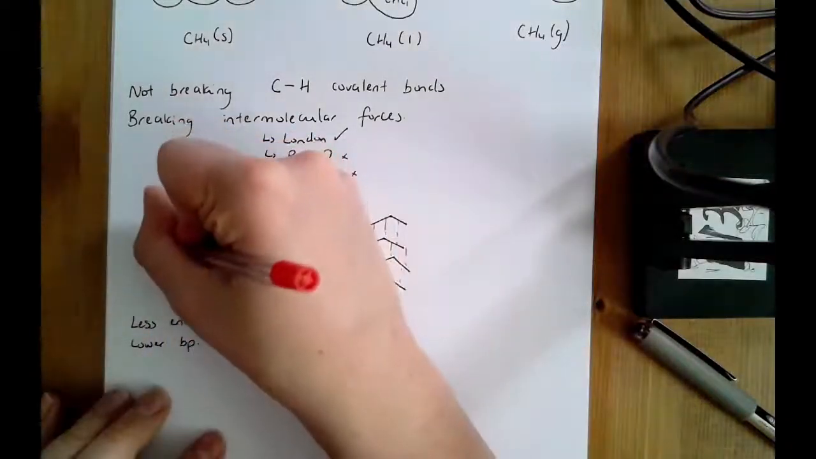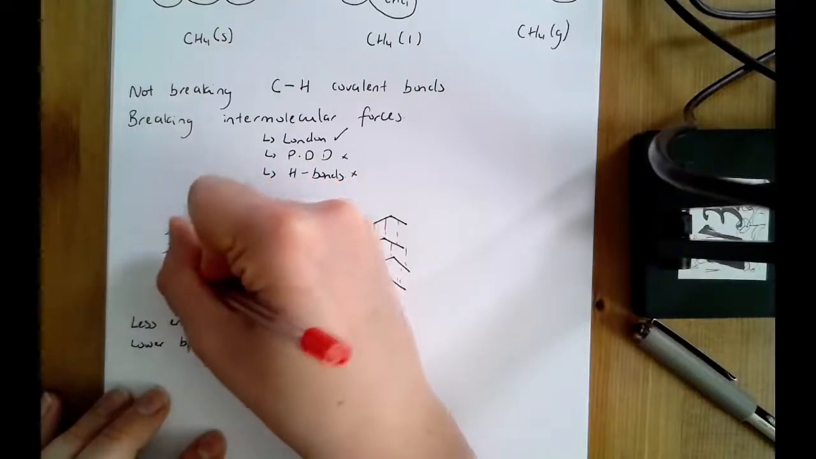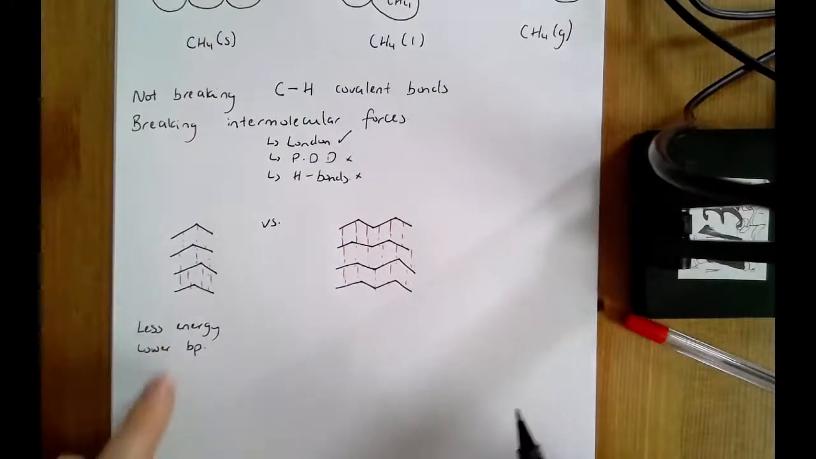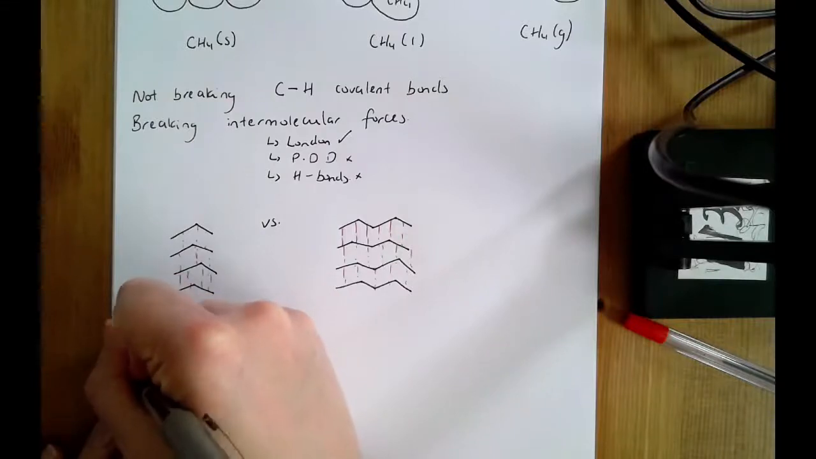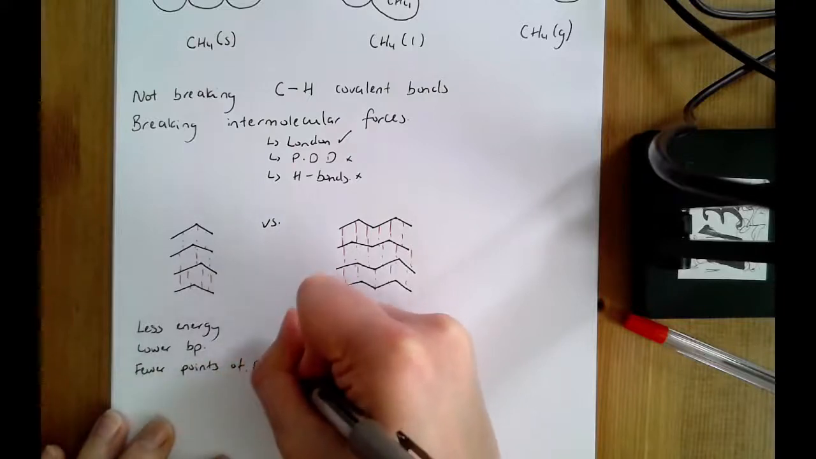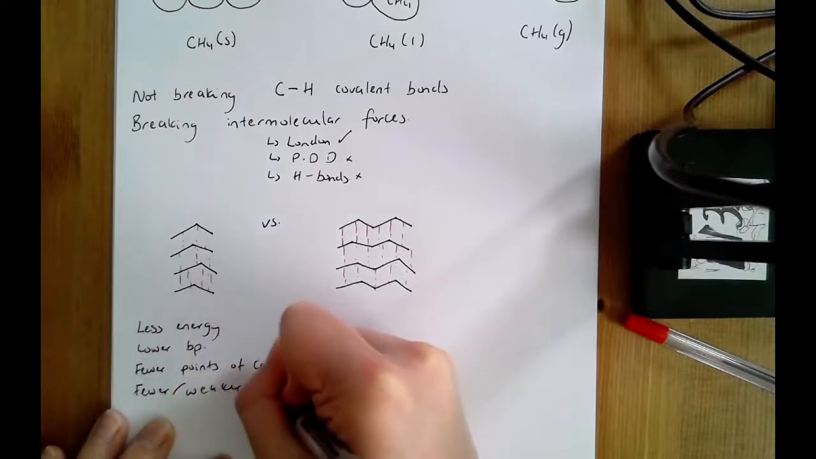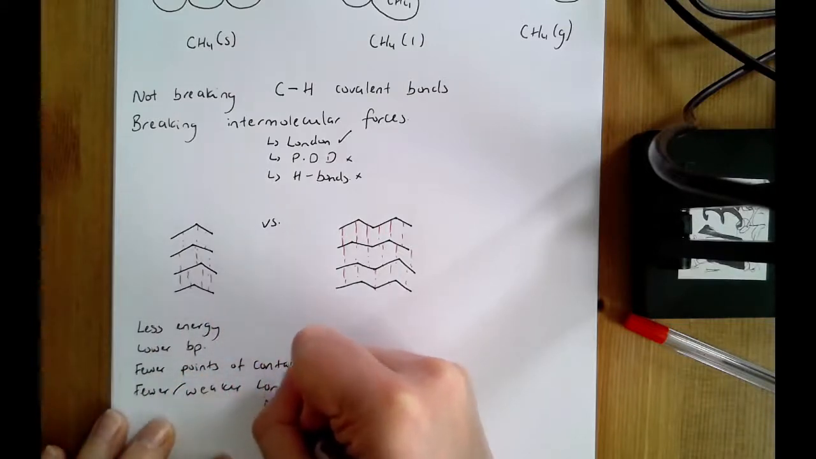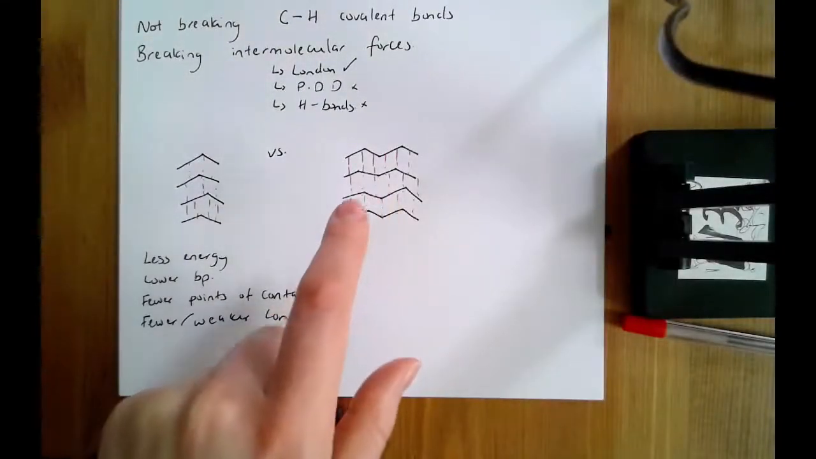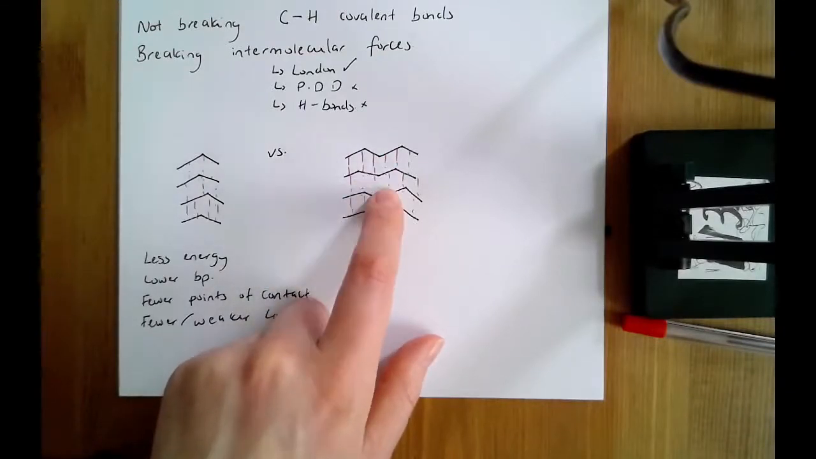If I compare that to propane, because it's a shorter chain, there are not as many points of contact. I don't have as many London forces to overcome. So it's got less energy required. It's got a lower boiling point because you've got fewer points of contact, meaning you have got fewer, or you can say weaker, London forces. In general, the longer the chain, the more points of contact, the stronger those London forces are going to be, the more energy needed to break them, the higher the boiling point.